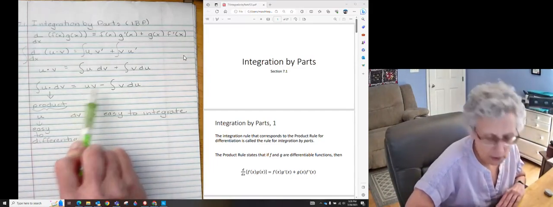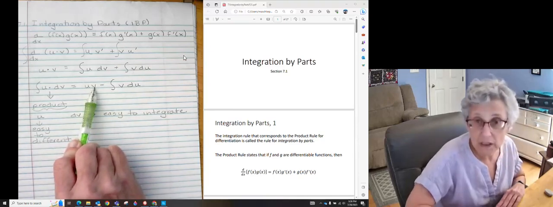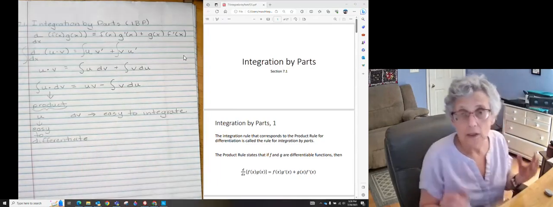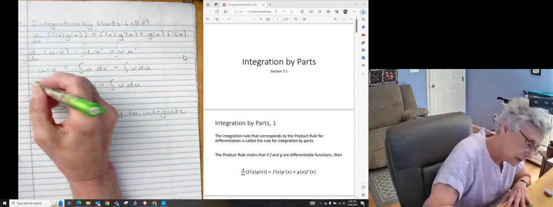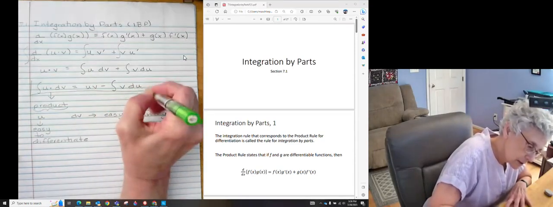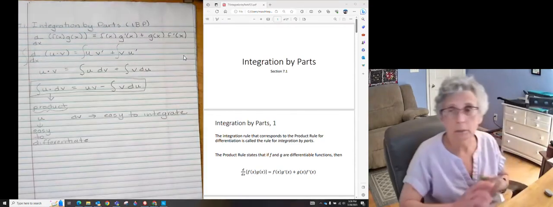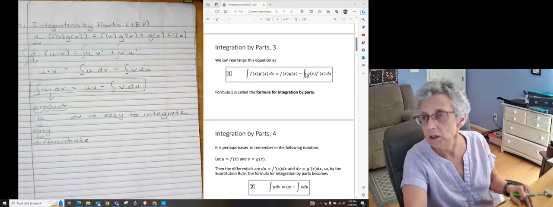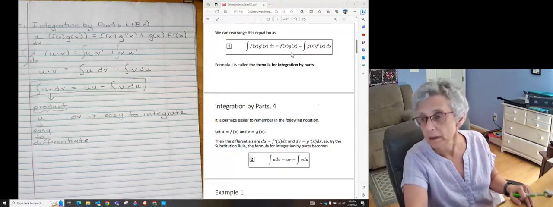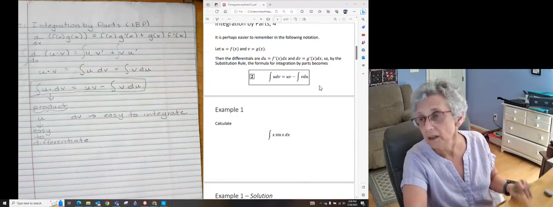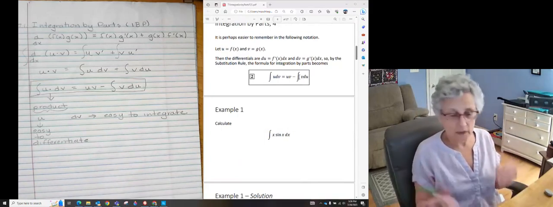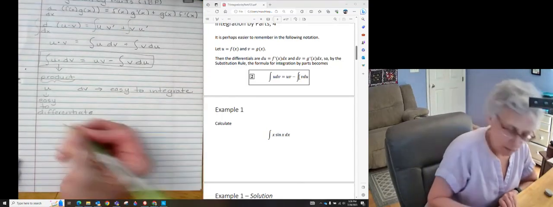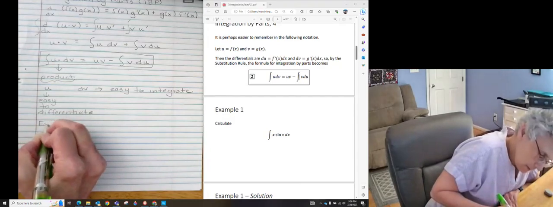Well, you know what u is. You're going to need to figure out what v is, and you're going to need to figure out what du is, so that you can plug it into the formula, which is the official formula for integration by parts. So here's the pretty explanation. There it is with f's and g's, and then there it is with u's and v's. So let's look at a real live example, put some numbers in there and make more sense.